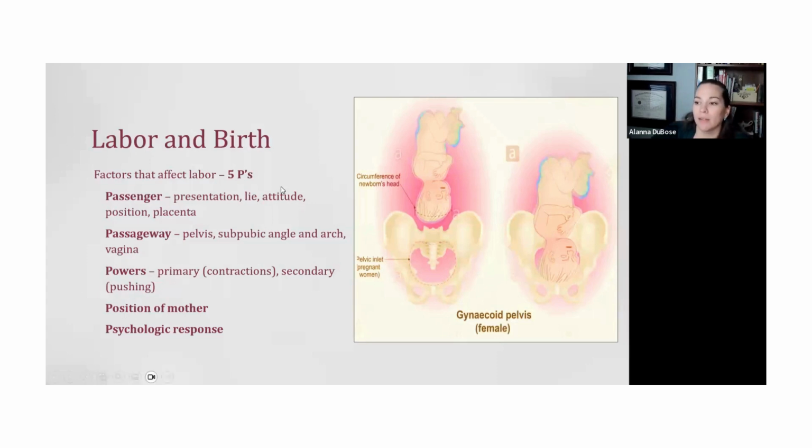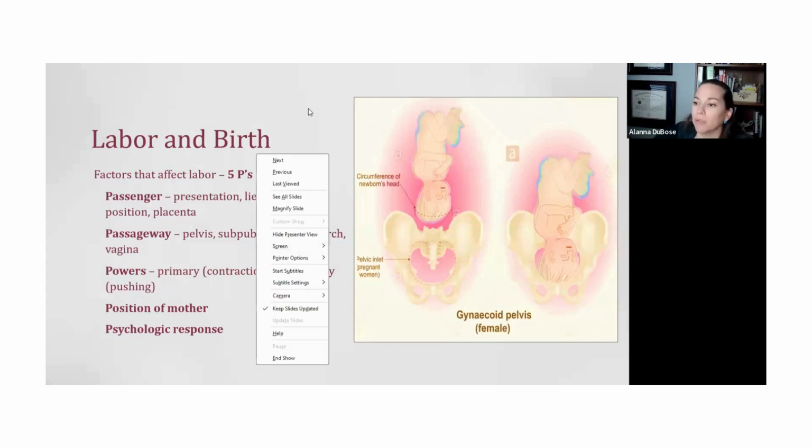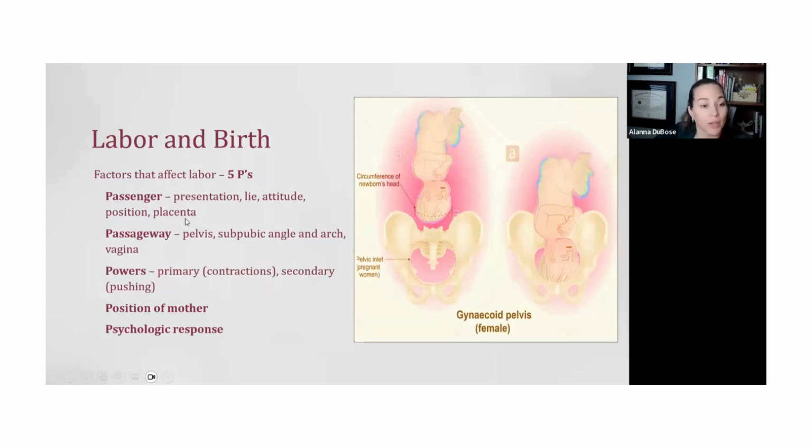So these 5 Ps, you do need to know these. So make yourself some flashcards or something, and just learn what these are. Okay. So the 5 Ps of labor and birth include, and we're going to talk about these in detail, but just as an overview first, the passenger.